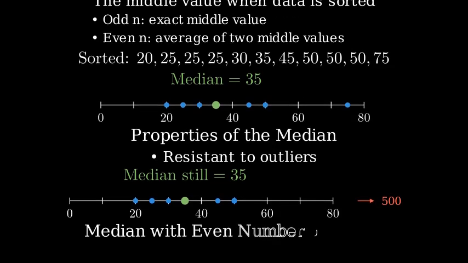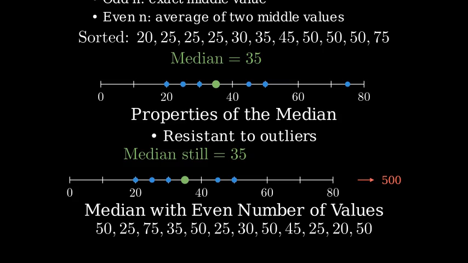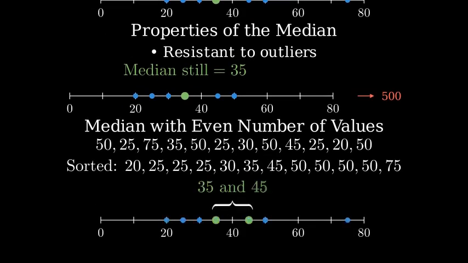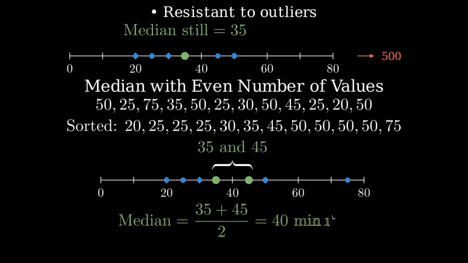Let's see what happens when we have an even number of values. If we add another wait time of 50 minutes to our data, we now have 12 values. The sorted values are 20, 25, 25, 25, 30, 35, 45, 50, 50, 50, 50, 75. With 12 values, the two middle values are the sixth and seventh values, 35 and 45. The median is the average of these two values. 35 plus 45 divided by 2 equals 40 minutes.